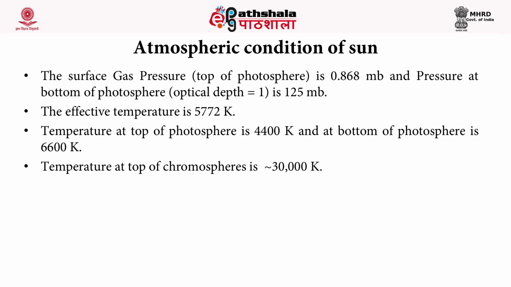The temperature at the top of the photosphere is 4400 Kelvin and at the bottom of the photosphere is 6600 Kelvin, while the temperature at the top of the chromosphere is around 30,000 Kelvin.